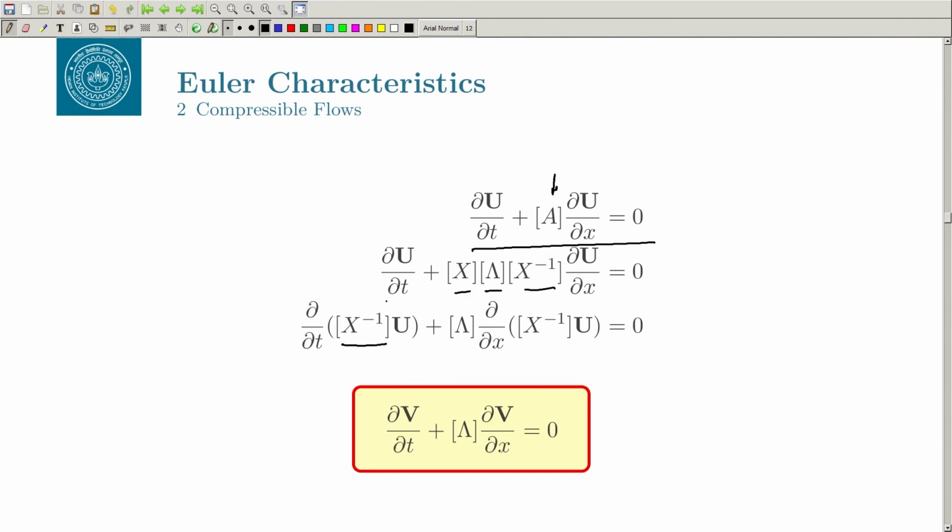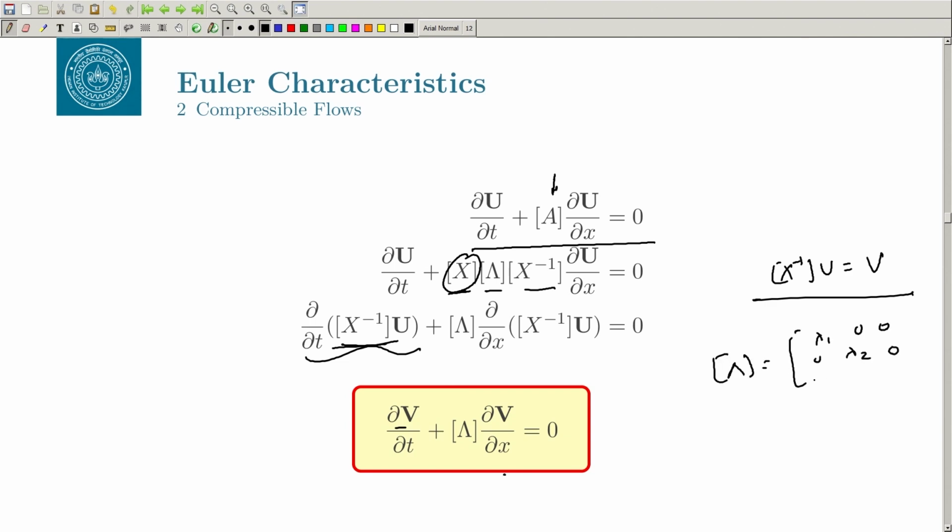Then what will happen is that this X inverse, if you multiply, will get cancelled out. So, you get a new vector, since X inverse u is also a vector, right. We call this vector v. So, you got a new relation, which is dv by dt equal to lambda del v by del x. Now, recall lambda is lambda 1 0 0, 0 lambda 2 0, and 0 0 lambda 3, right.